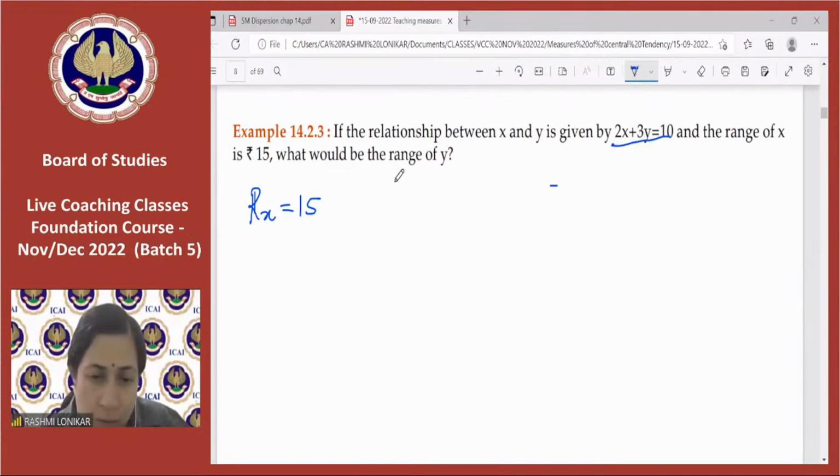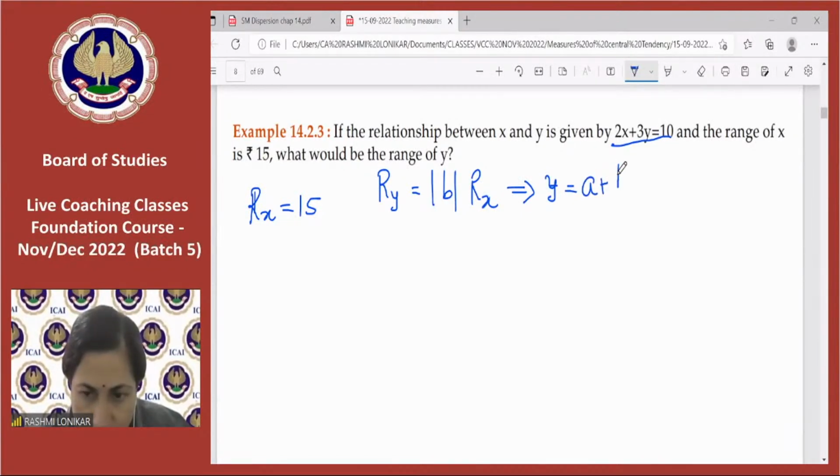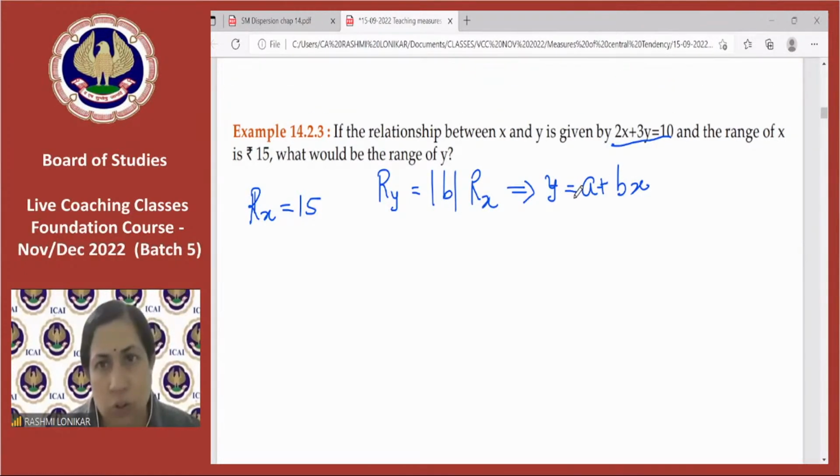Now, whenever I want to use the formula for range, which is Ry is equal to mod of b into Rx, I can use this formula only when my equation is in the form y is equal to a plus bx. My equation should be written with y on the left hand side and x on the right hand side. So how do I do that?